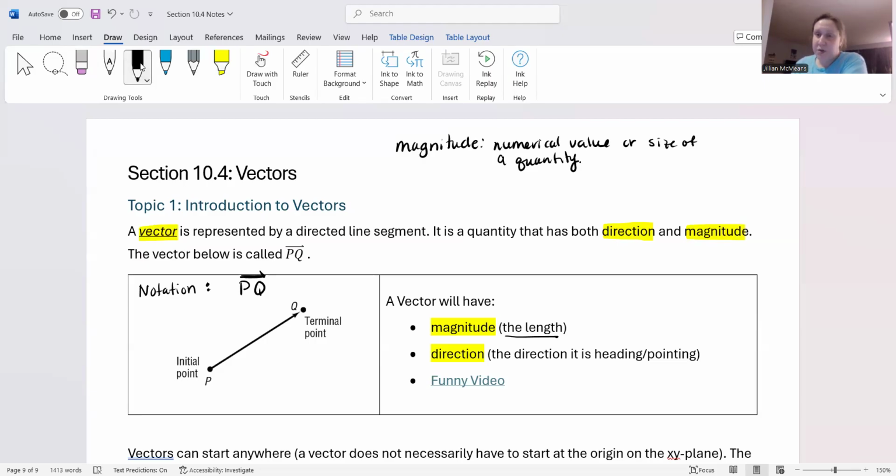A lot of times we'll use letters like V. We could have a little V with this little line over it, or you can also use bold print letters. I can't write a bold print letter with my little pen, so I'll use this notation with the little hat on top of my letter. A vector has to have magnitude, which is length, and it has to have direction. Those are the two things we need to know.